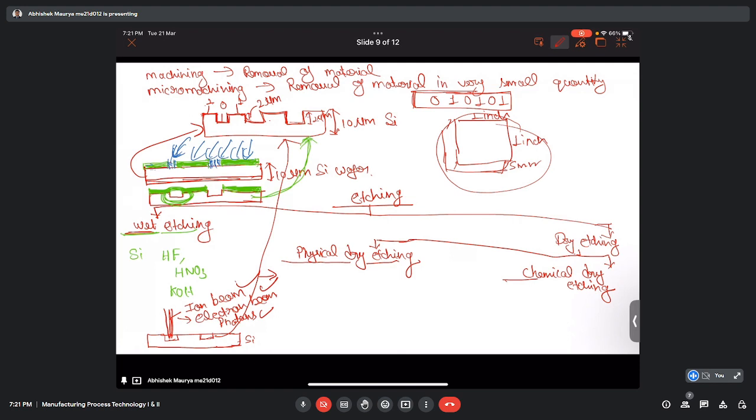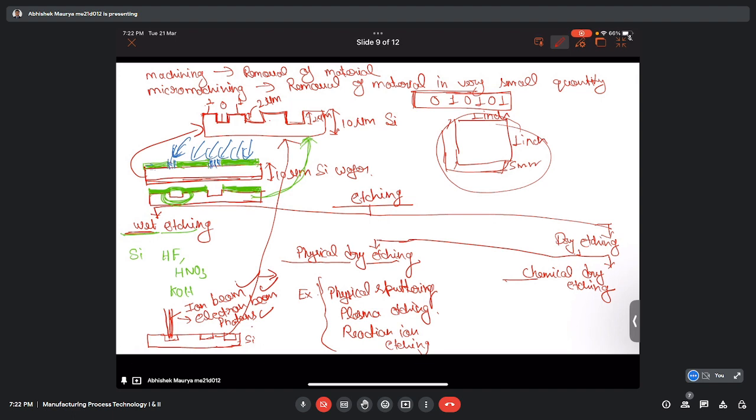So if we use this kind of process to remove a small amount of material, that is called physical dry etching. Some examples are physical sputtering, plasma etching, or let's say reactive ion etching. So in all these processes we are removing the material with the help of ions, electrons or photons, but we are not using any chemicals.